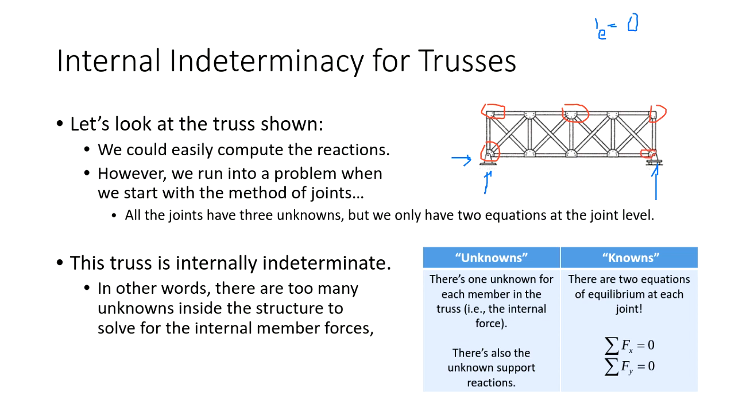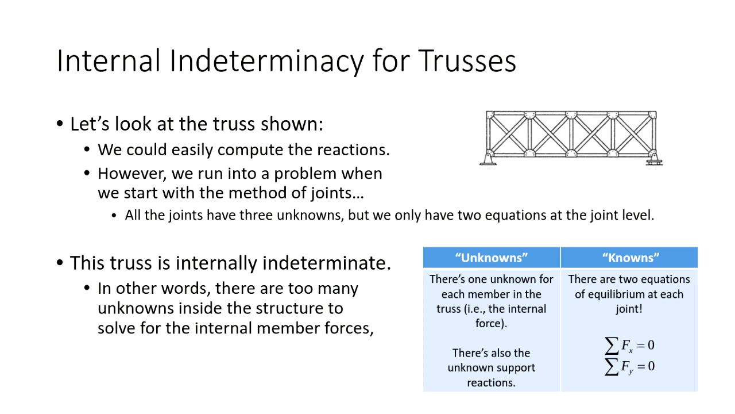It doesn't matter where you start. There are too many unknowns versus the equations of equilibrium when we start applying our method of joints. So we have a different classification that we have to make. This particular structure that you see here is externally determinate, but internally it's indeterminate. There are too many unknowns inside the truss to be able to solve for the members. I can get the reactions all day long, but there are too many unknowns.